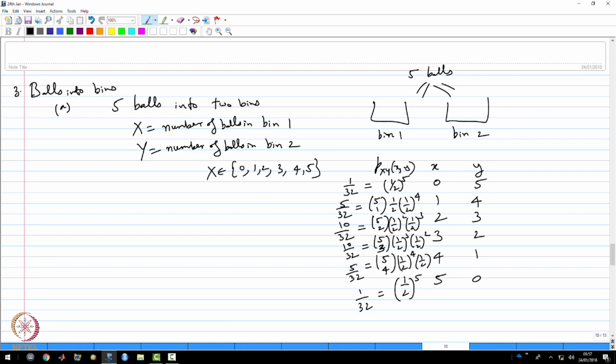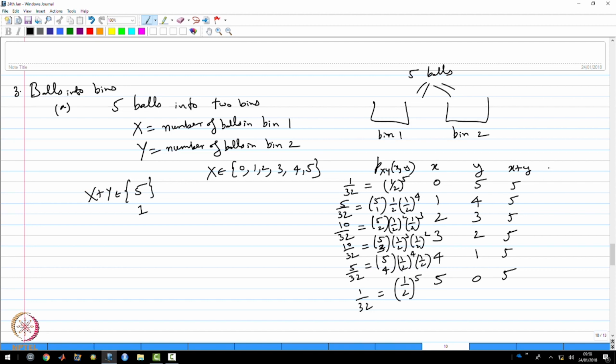Again, a good thing is to count: 1 plus 5 is 6, 16, 26, 31, 32. That's a good thing to do. So this is the joint distribution. And interestingly, if you look at X plus Y, you'll simply get 5, 5, 5, 5, 5, 5. So X plus Y in this case just takes one value. And if it takes one value, that should happen with probability 1. It's a constant. So X plus Y is easy to write down.